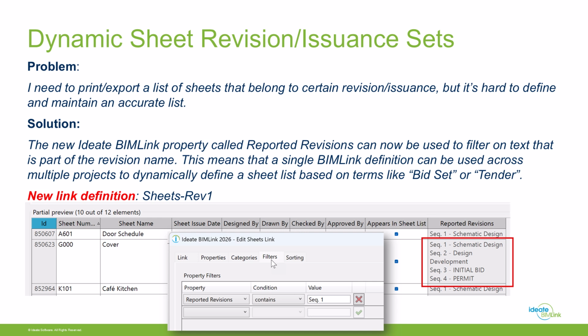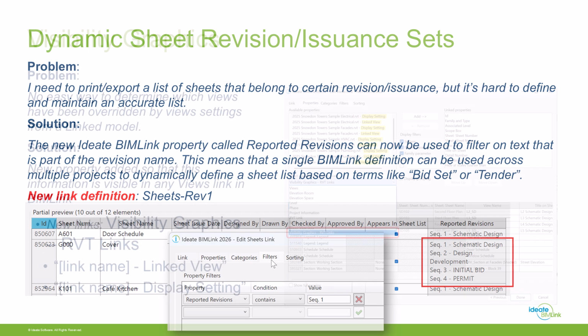This gives you the ability to dynamically filter sheets based on revision names, such as returning all sheets related to a bid revision. This feature is particularly valuable when paired with Ideate Automation, which can use this data to dynamically generate and export PDFs. If a new sheet is added to that revision set tomorrow, it is dynamically included. There is no need for manual updates.